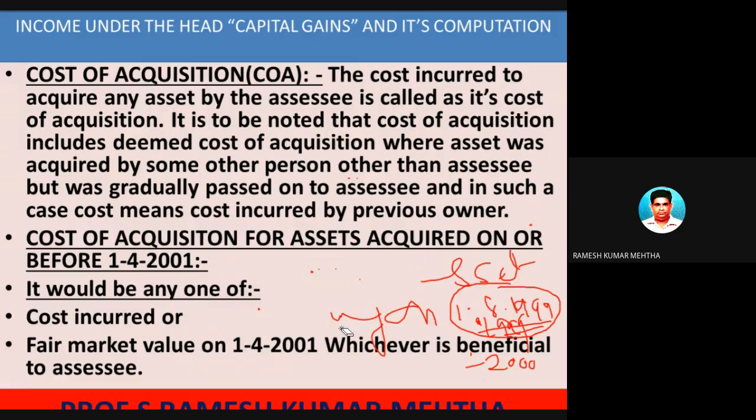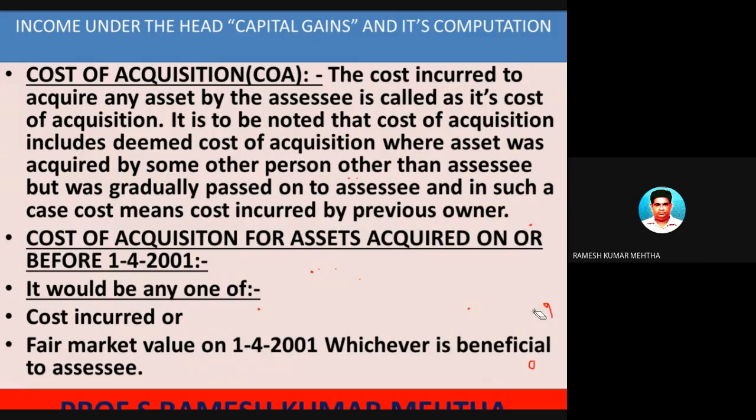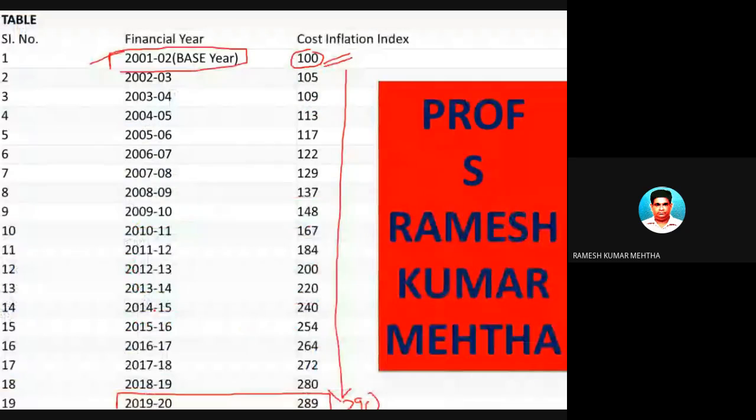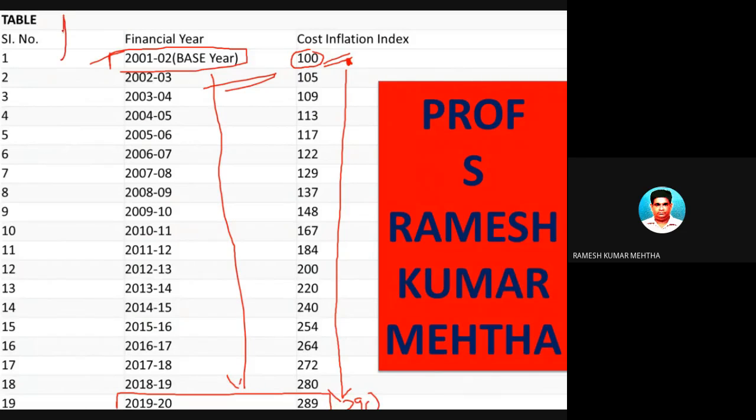So again, I am telling you, please pay attention. The point is cost of acquisition for assets acquired on or before 1/4/2001. So, for example, 1/10/1998 is an example where the asset is acquired before this date. Now, please remember, from this table that I showed you, we come to know that the inflation index was measured from 2001, 2002, and henceforth, but not before. There was no inflation index before that. So that's the reason it becomes very important to discuss this point.